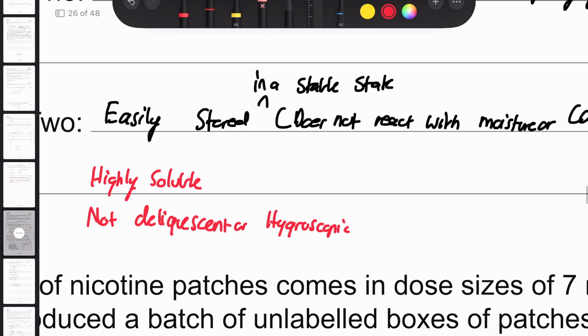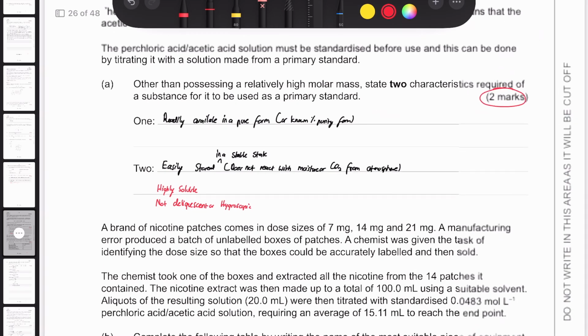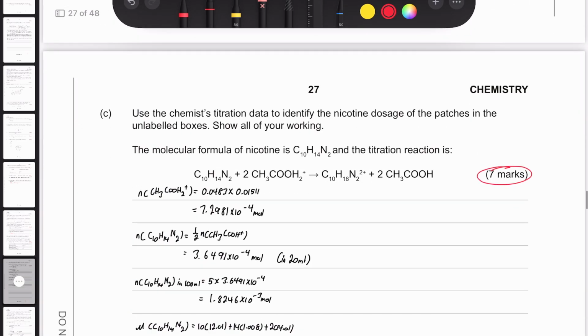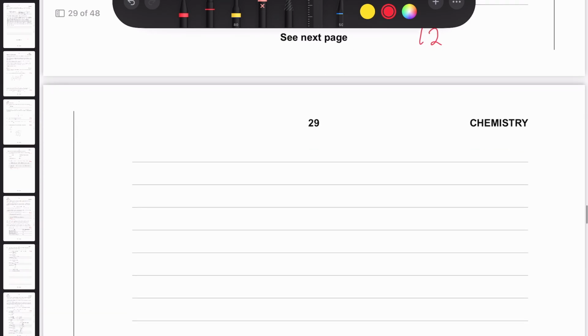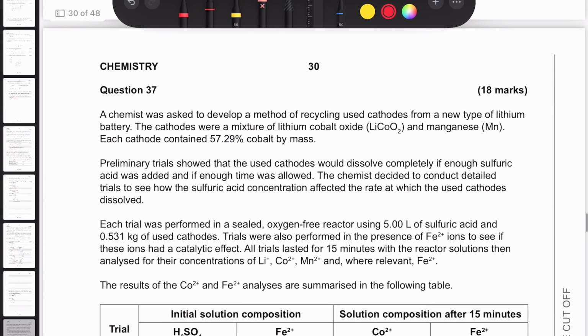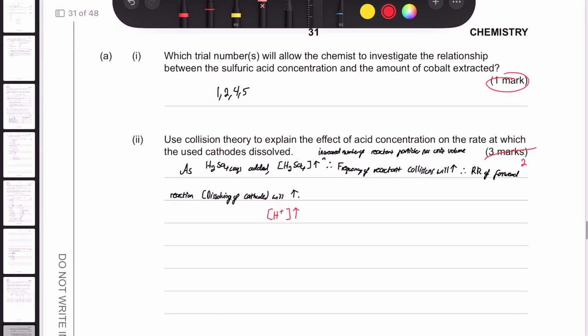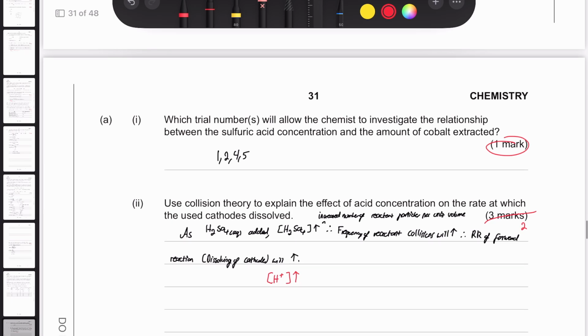Predictable reactivity, which is kind of what I said, I guess. And then going down, that was fine. This is good, 20 milligrams. Here's where we start to lose some of the marks.